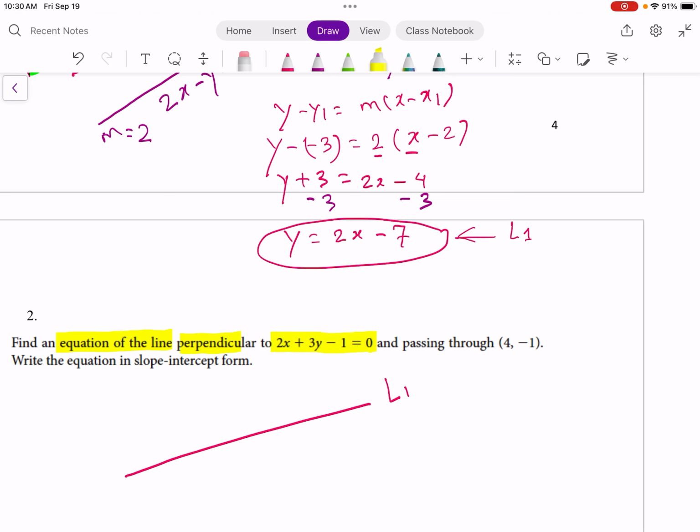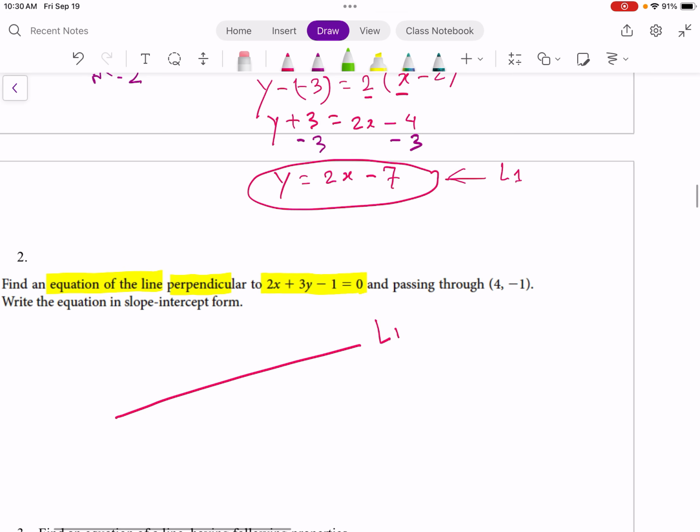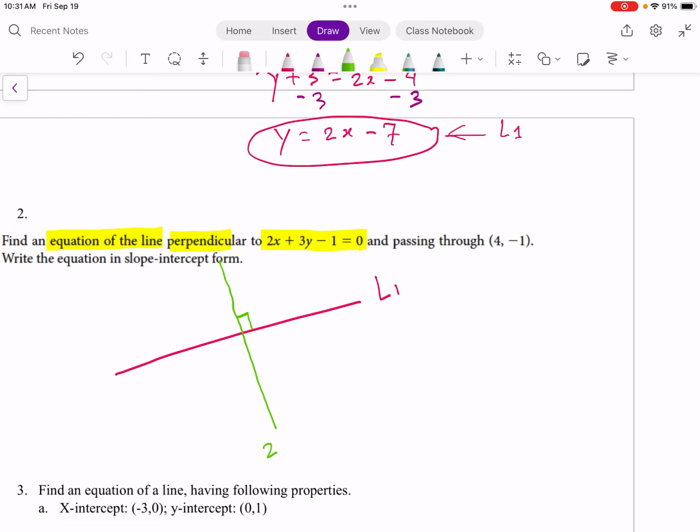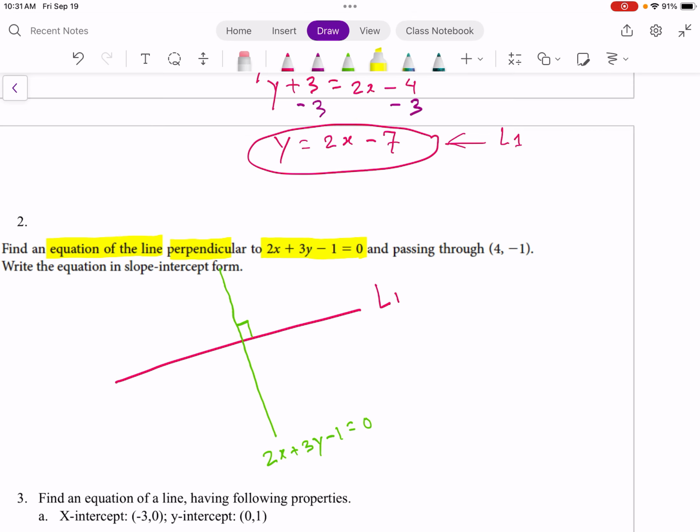Now let's draw a line perpendicular to it. Perpendicular means we have to draw a line such that the angle between those two lines is 90 degrees. So this is our perpendicular line, and the equation of this line is 2x plus 3y minus 1 equals 0, and L1 passes through (4, -1). So this (4, -1) is a point on L1.